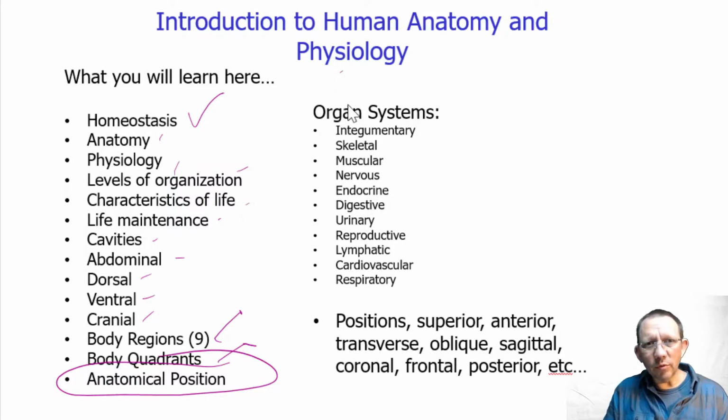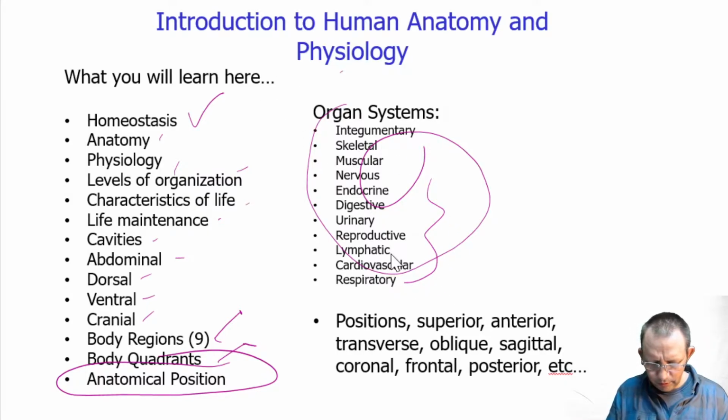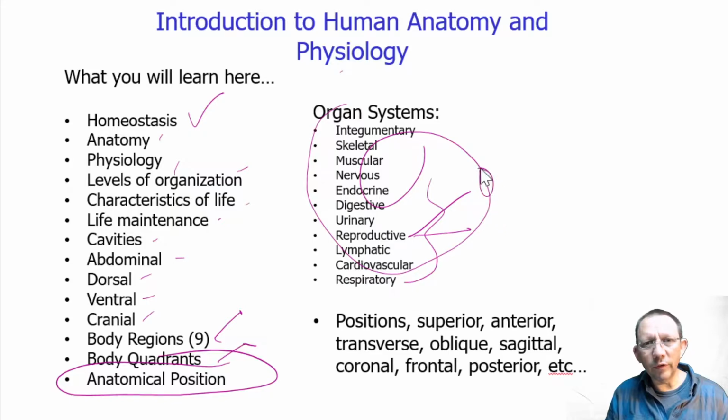Each of the organ systems, we're going to go over all of them. There's 11 of them here, or if you want to count 12, reproductive right here is 2. There's a male and there's a female version. That's a terrible drawing, but whatever. I have to look down.